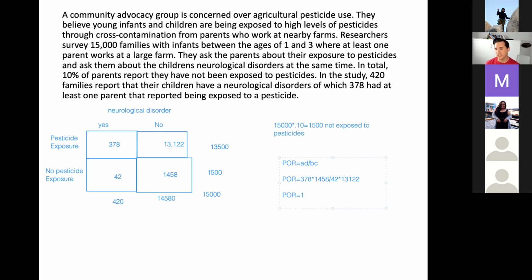We have the same proportion of children with a neurological disorder among those with a parent with pesticide exposure as we have among those without pesticide exposure. So that is equal to 1. If our prevalence odds ratio was, say, 2, that would have told us that children who have parents with pesticide exposure are 2 times more likely to develop a neurological disorder. Or if it was less than 1, they would have told us that children with parents who have pesticide exposure are less likely to develop a neurological disorder than those who don't.